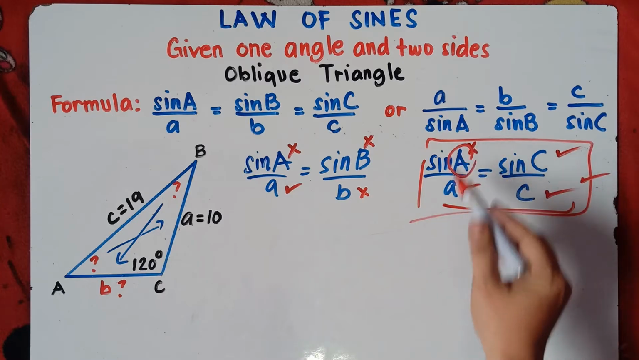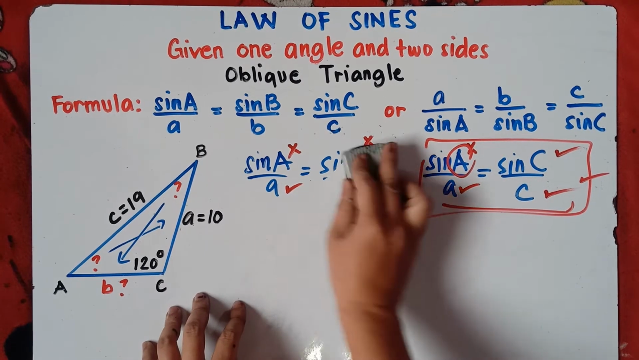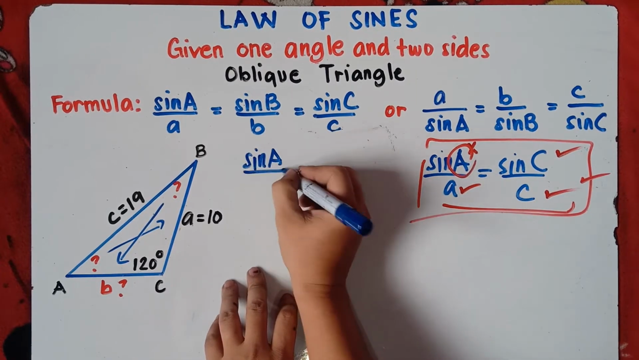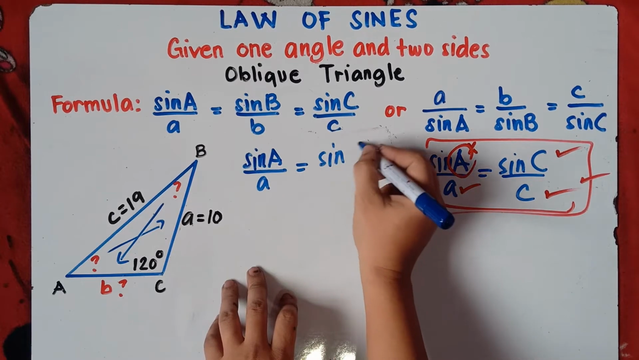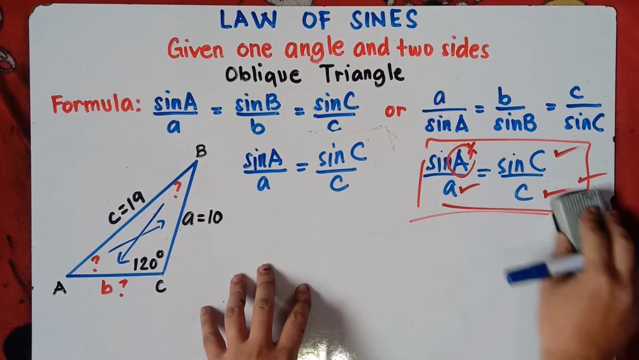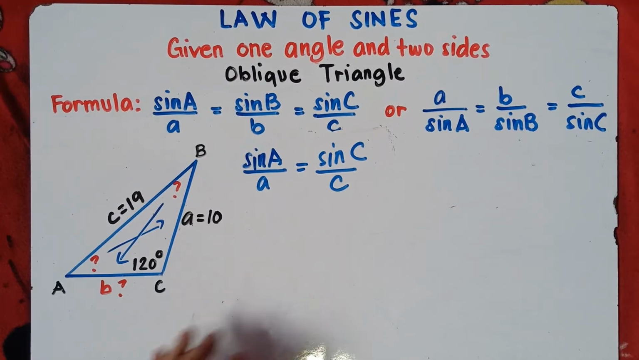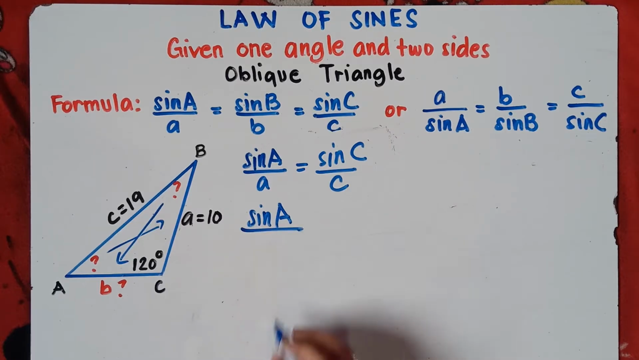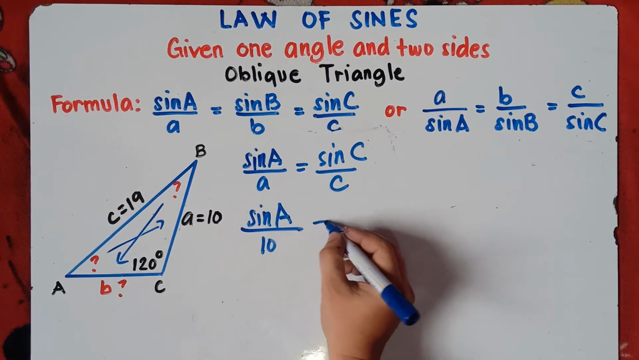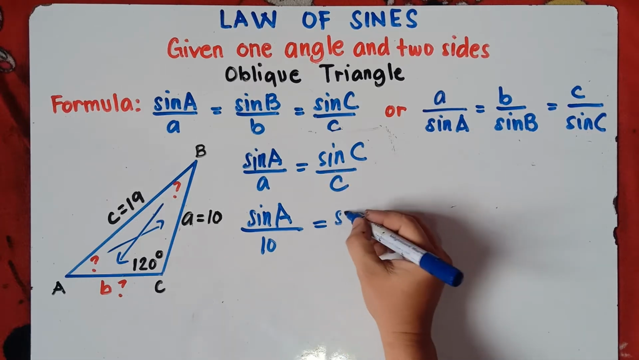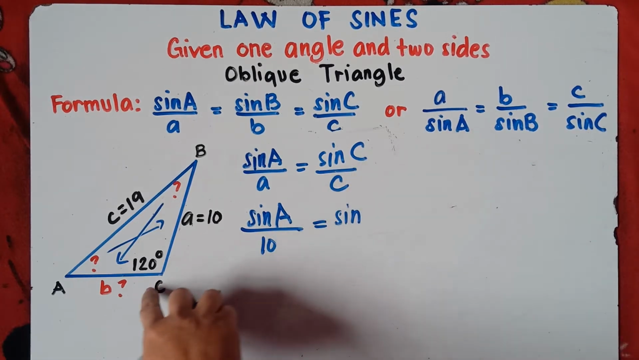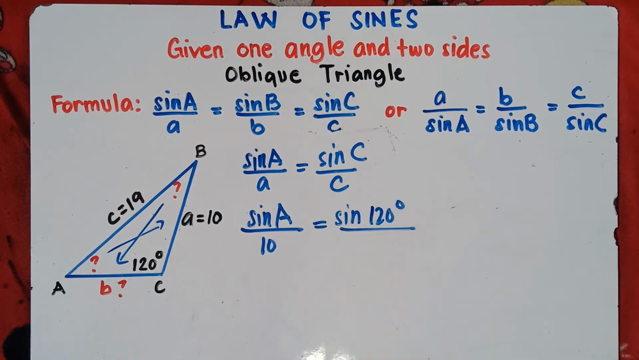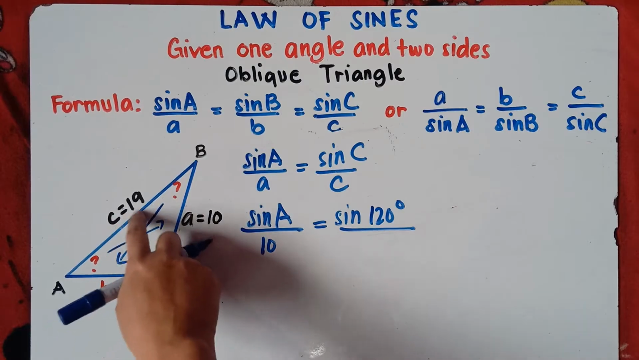Alright, let's use that one to find angle A. So this will be sine A over A equals sine C over C, and then we substitute the values. Copy sine A, we're told to find angle A, over our A, which is 10, equals sine C, angle C, that's 120 degrees, over small c. This side is 19.